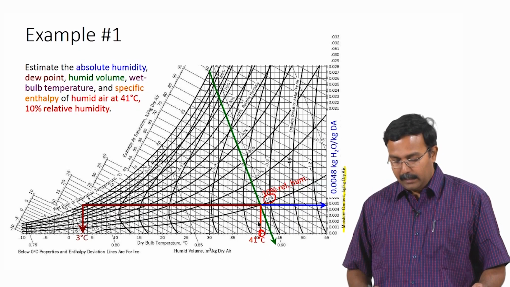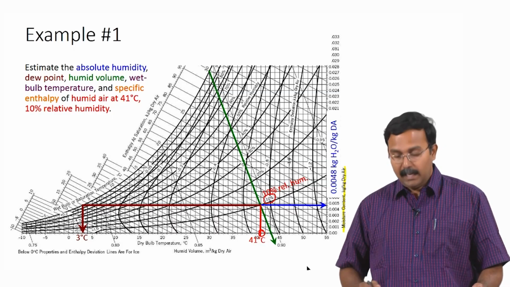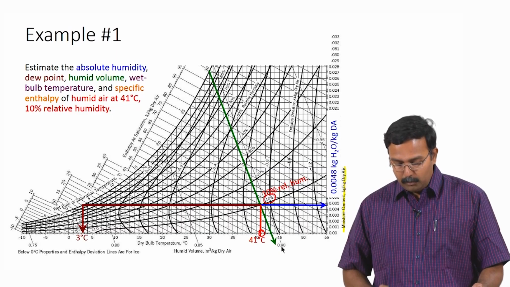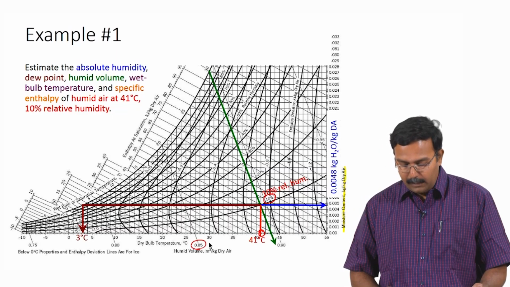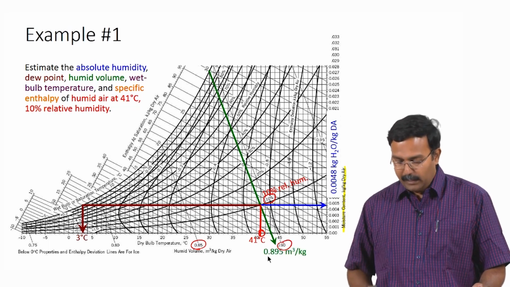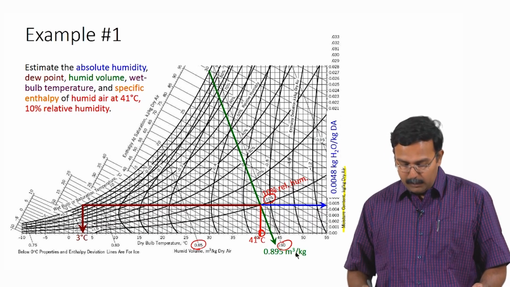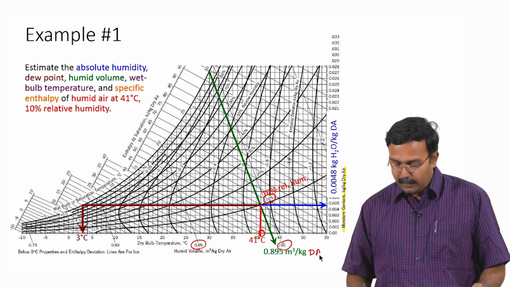This green line has been drawn through the point of interest and it is parallel to the slanting axis for humid volume. This value lies between 0.85 and 0.9, and by interpolation we can identify that to be 0.895 meter cube per kilogram of dry air.